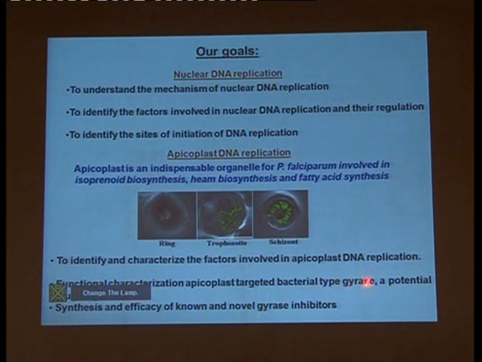Then, of course, if that is true, you should be able to target it and see whether you can kill the parasites. So our goal is to look at the apicoplast biology, how these enzymes work, and whether you can inhibit those enzymes. For nuclear division, we want to understand how it takes place, what factors are involved, and where the sites are. Are the replication initiation sites known? And if you know, can you inhibit DNA replication specifically in the parasites, but not in the hosts?